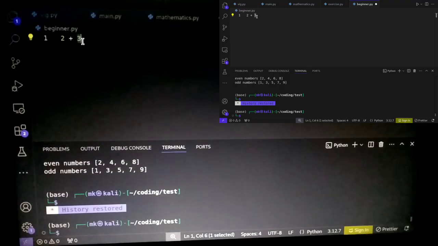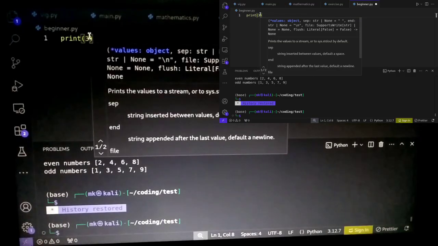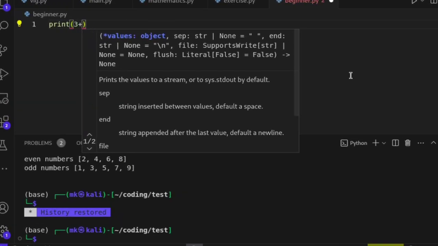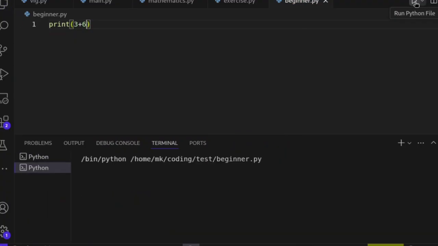So now I said 2 plus 3, which we know is going to give us a result. The result is going to be either a boolean, a decimal value, a floating point value, or an integer, any one. Now let me show you an example. If I say print 3 plus 6, we know this is an arithmetic operator, one of those types of operators that we learned in the theory.